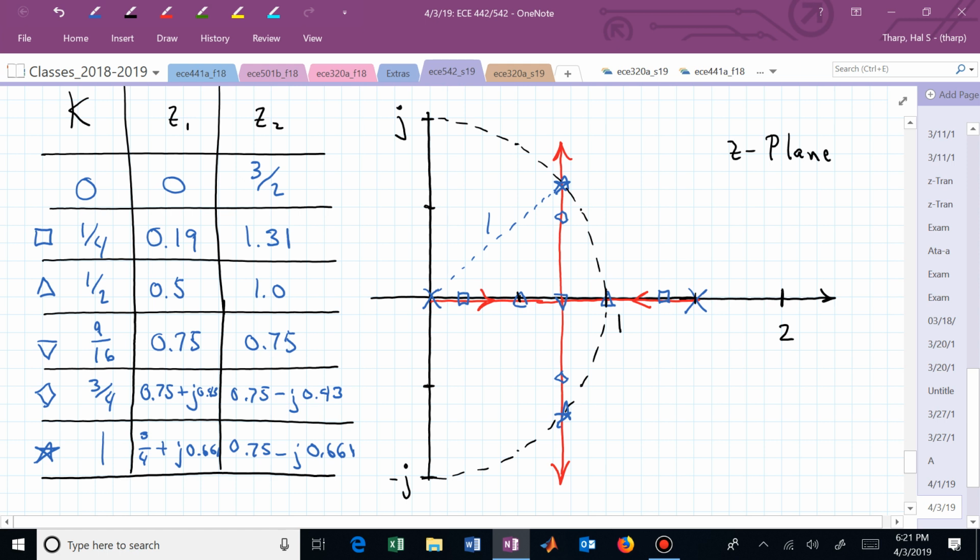So now we can find some of these points maybe a little differently or better than we might be able to in the S-plane if we did it earlier. Yes?